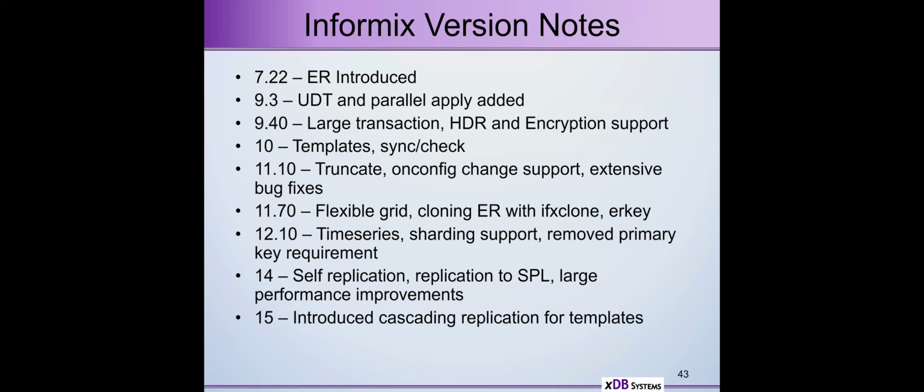11.10 will allow you to truncate, allow on config changes. I'm hoping everyone's on at least 12 at this point, hoping you're on 14.15. So 12 introduced sharding support and handled time series. It removed the primary key requirement in favor of being able to work with the unique index.